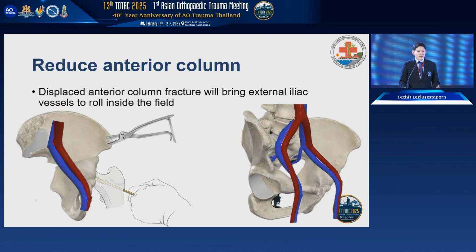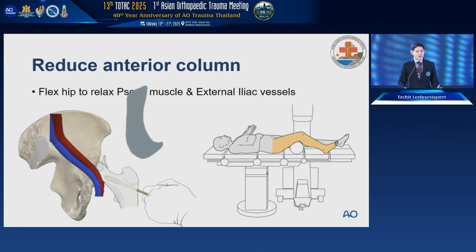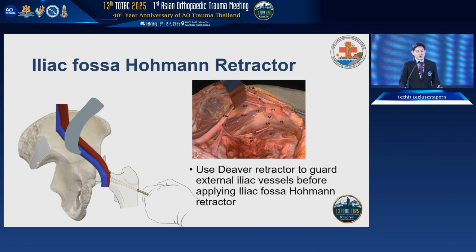When we reduce the anterior column, it's quite important because the displaced anterior column fracture will bring the external iliac vessel to roll inside the surgical field. So we need to get it out of the way using the lever and also using the lateral traction of the femoral head. And then we can safely put the Hohmann so that we gain exposure.